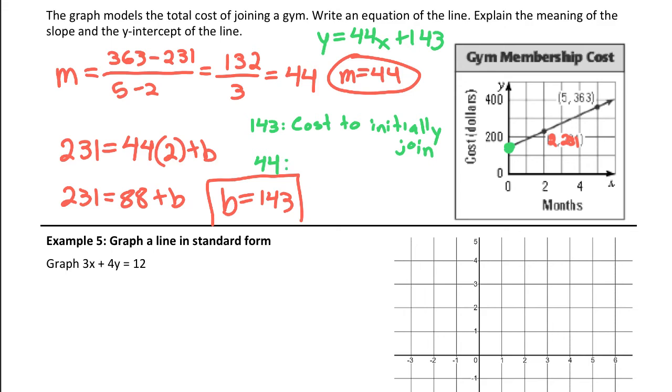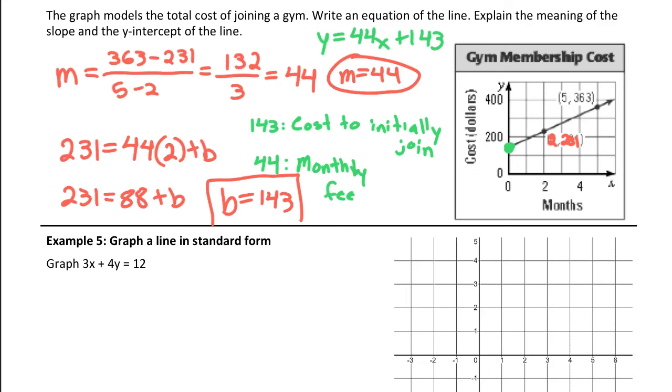I would think that our cost is going up as the months go by, so 44 represents the monthly cost, or monthly fee, however you say it. But the monthly fee that they charge you for being in the gym.